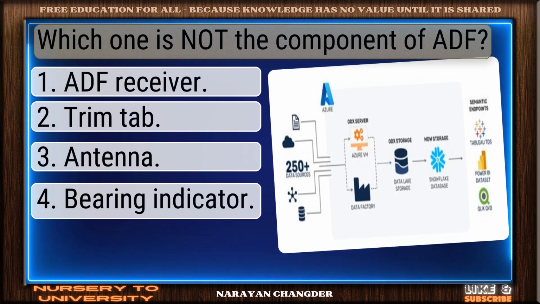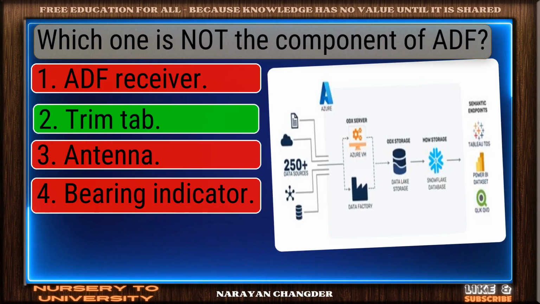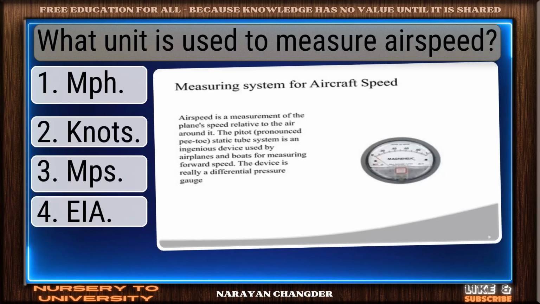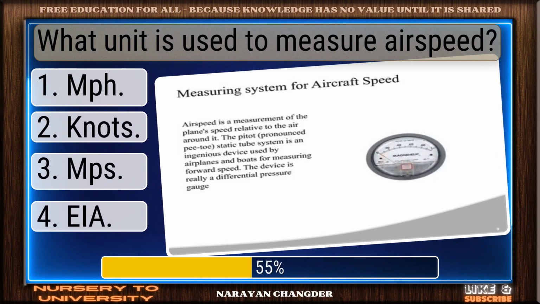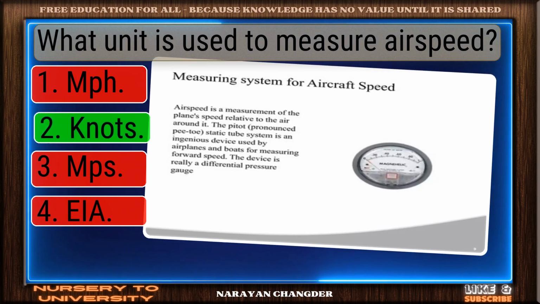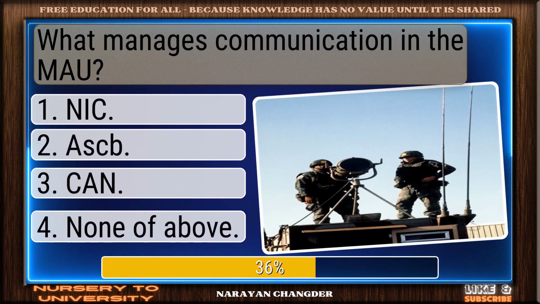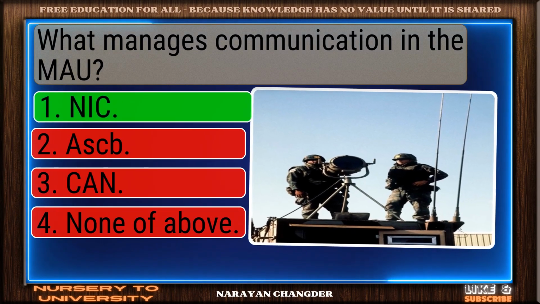Which one is not a component of ADIRU? Solid response. Trim tab is a valid choice. What unit is used to measure airspeed? Nice work. You chose knots, and it is correct. What manages communication in the MAC? Perfect. That is the correct choice.